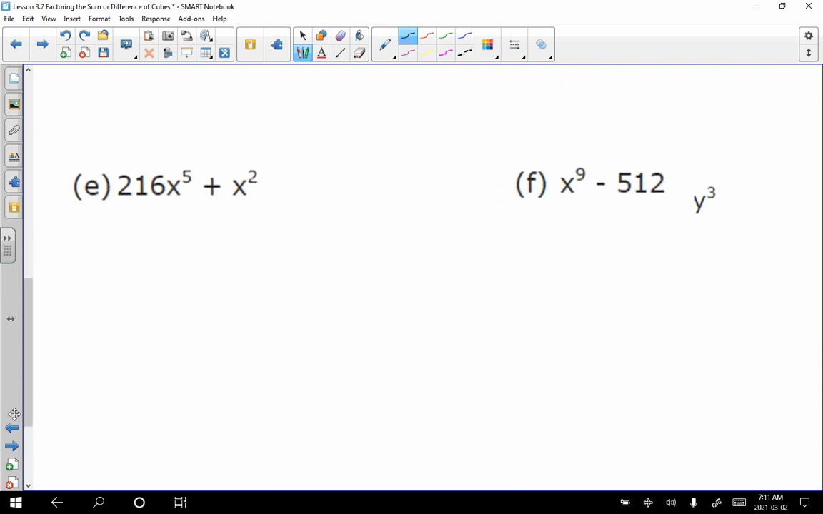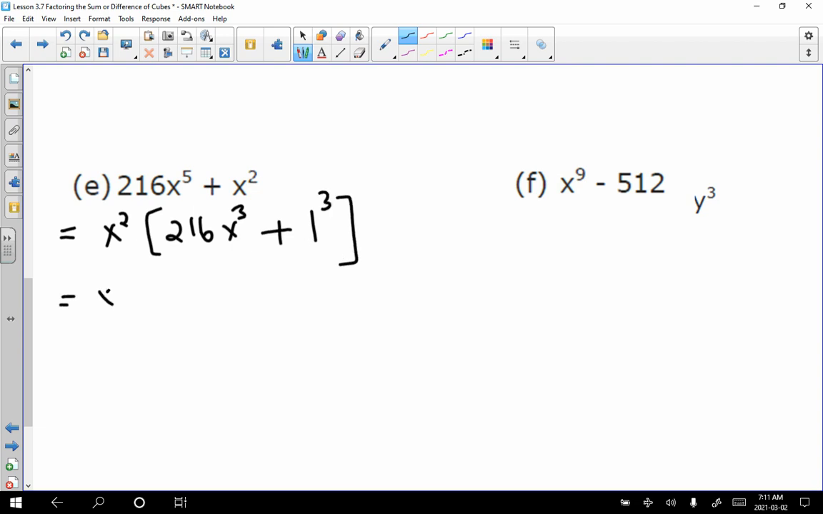Let's try 216x^5 + x^2. So right now this doesn't look like it can be written as the sum of cubes, but we can try to take out a common factor. The common factor for these two is x^2. So we're going to factor that out, and you're going to get x^2(216x^3 + 1^3). So now it's a sum of cubes.